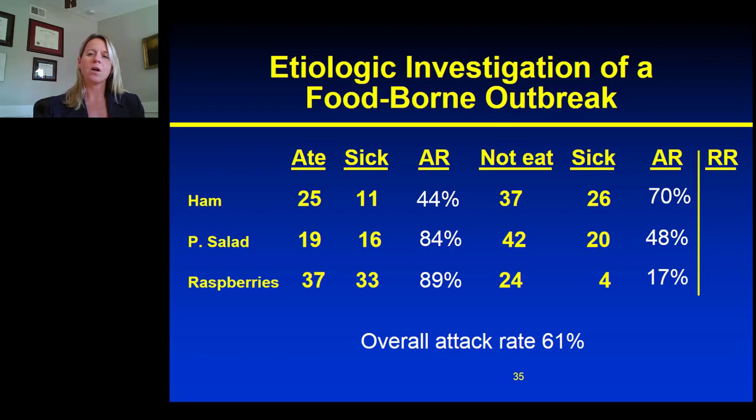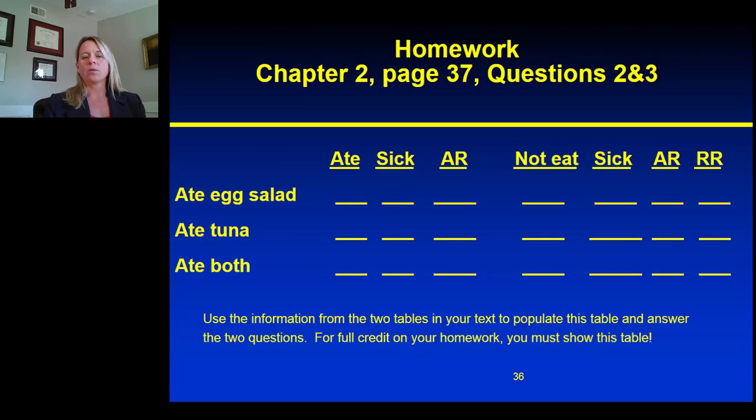But we're not done here. We next have to calculate the RRs, which is the ratio of the attack rates of those who ate the item over those who did not. And we're going to look at the one that's the highest, and that will ultimately be determined as the culprit of the foodborne illness. And in this case, it's the raspberries, with a relative risk of 5.2. So we can conclude from that it was the individual item that people ate that got them sick.